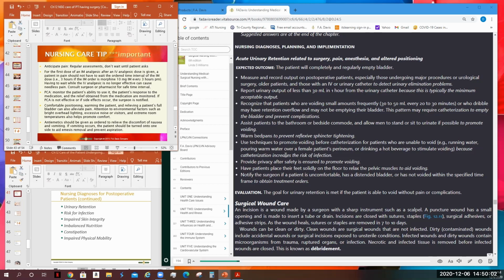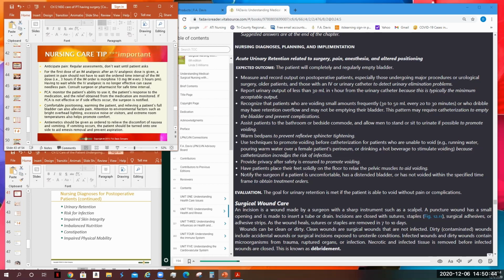Assist patients to the bathroom or bedside commode and allow men to stand or sit to urinate if possible to promote voiding. Warm bedpans to prevent reflexive sphincter tightening. Use techniques to promote voiding before catheterization for patients who are unable to void. For example, warm running water, or just running water, pouring warm water over a female patient's perineum, or drinking a hot beverage to stimulate voiding, because catheterization increases the risk of infection.